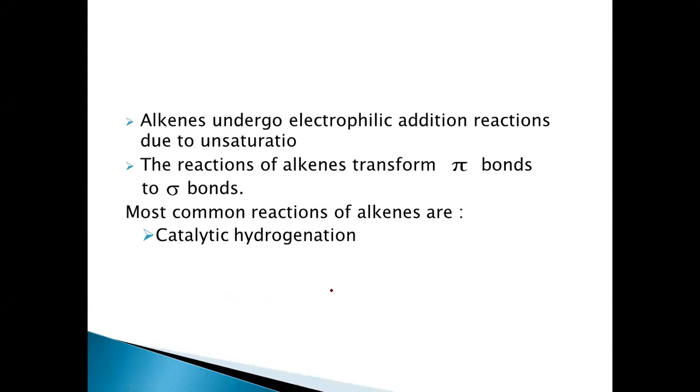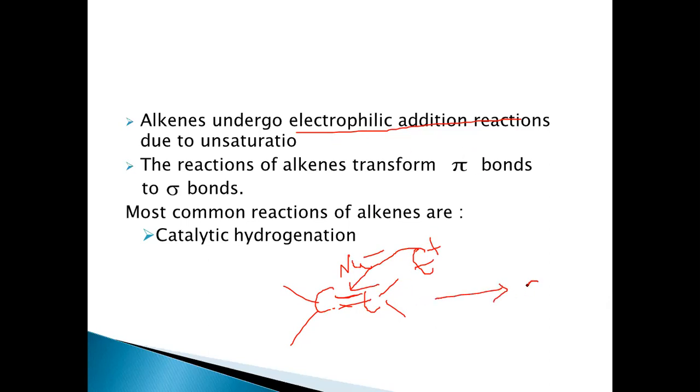Let's see these alkenes. It's known that it's an unsaturated compound. So the main characteristic of this is electrophilic addition reactions, because here it acts as a nucleophile, it's electron rich, so it acts as a nucleophile, and the electrophile can come and attack this pi bond. So the electrophilic addition reactions might take place and the unsaturated compound is converted into a saturated alkane here.